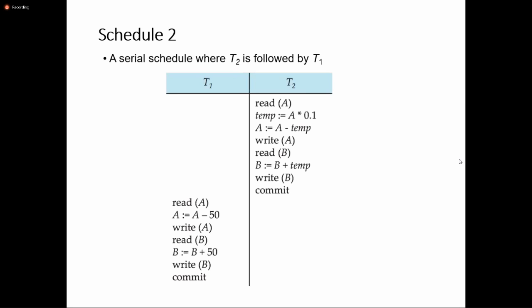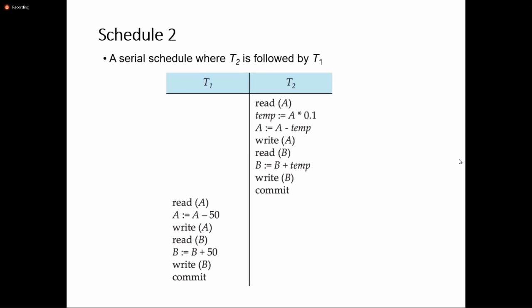900 minus 50 is 850, because T1 executes after that. But now the balances are different. Both balances are different, but the sum of the balances is unchanged. Now A is 900, 900 minus 50 is 850, right? The A balance is correct. B is 2,100 plus 50, which is 2,150.